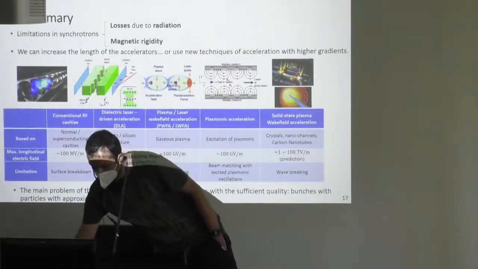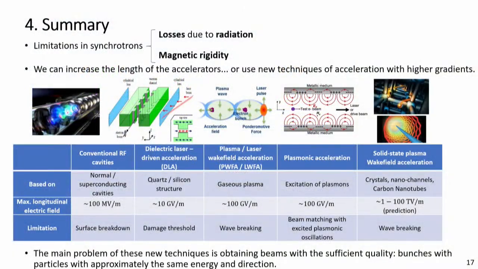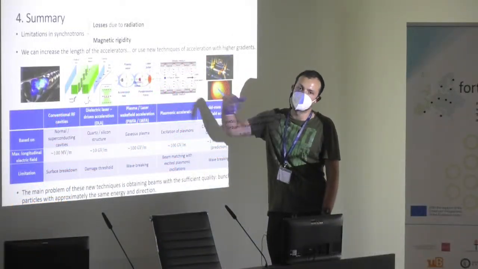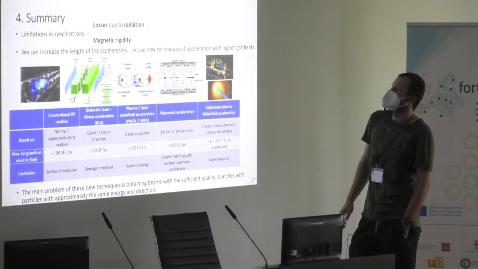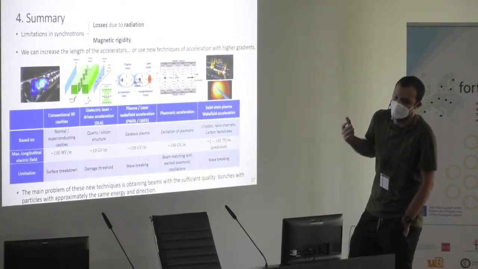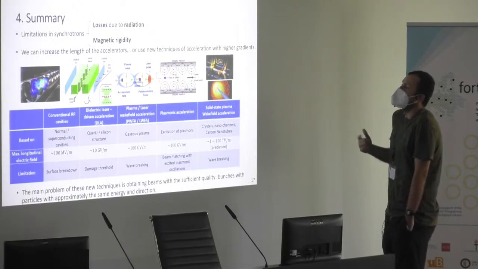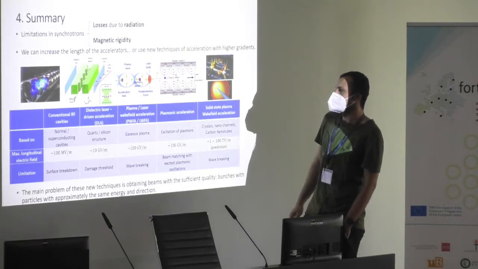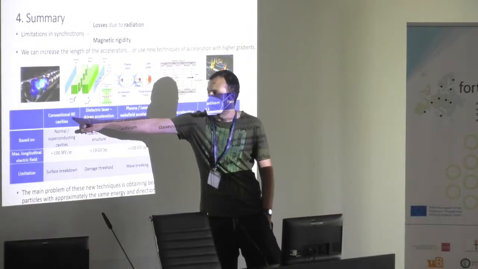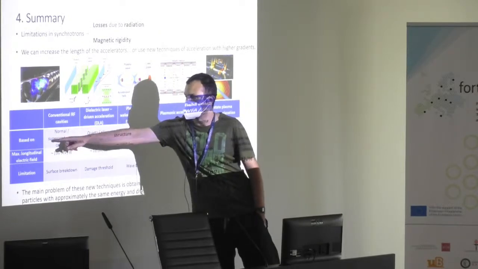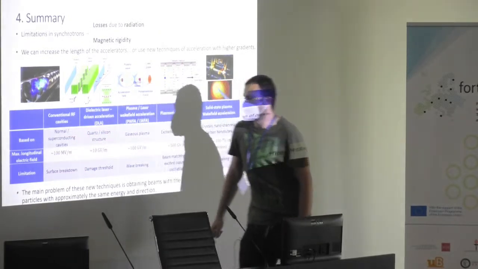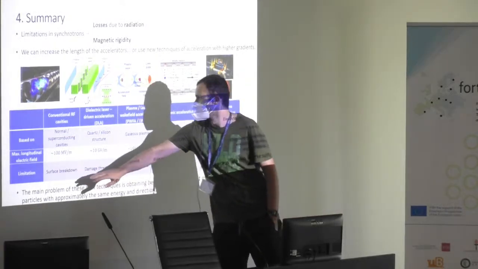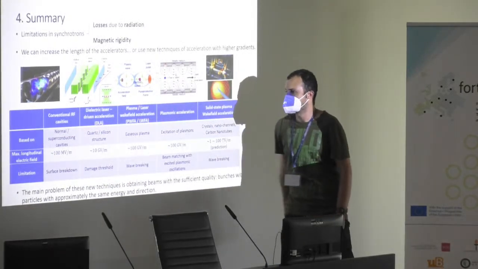So to finish, here I have a summary. The main limitations in cyclotrons are basically the losses due to radiation, which are very important for electrons, and the magnetic rigidity, which is important for heavy particles. We can increase the length of the accelerators to obtain high energies, or use new techniques of acceleration. Here I have a table with a summary. Here we have the conventional RF cavities, the principle they are based on, the maximum electric field that we can obtain, and the limitation. These are the two techniques that I have explained before.